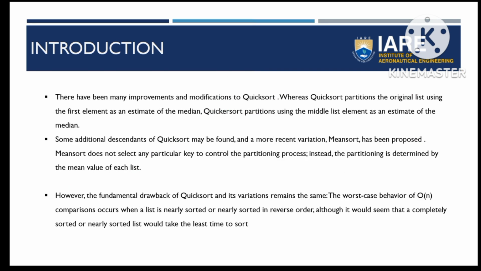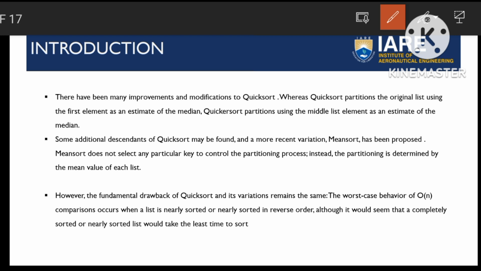Now there have been many improvements and modifications for the quicksort. Like you can consider the first element as a pivot element, or the last or the middle. One variant partitions the original list using the first element as an estimate of the median, and another sorts partitions using the middle list element as an estimate of the median.